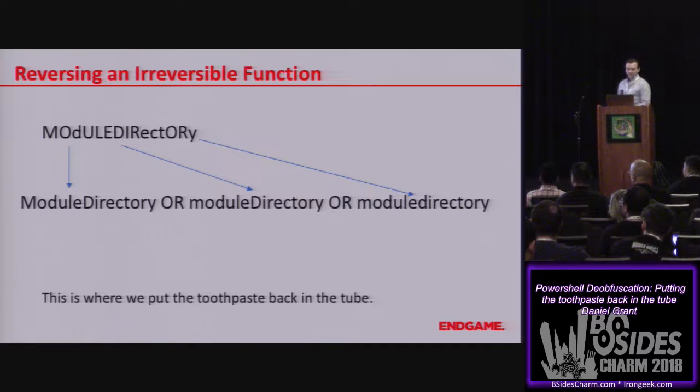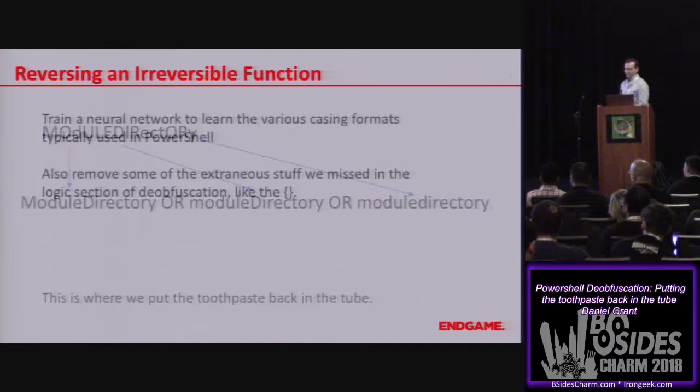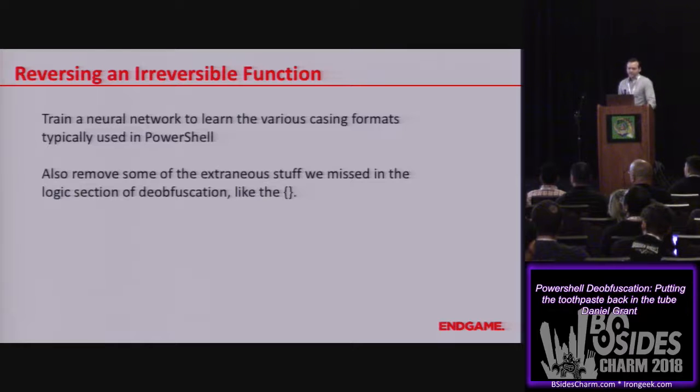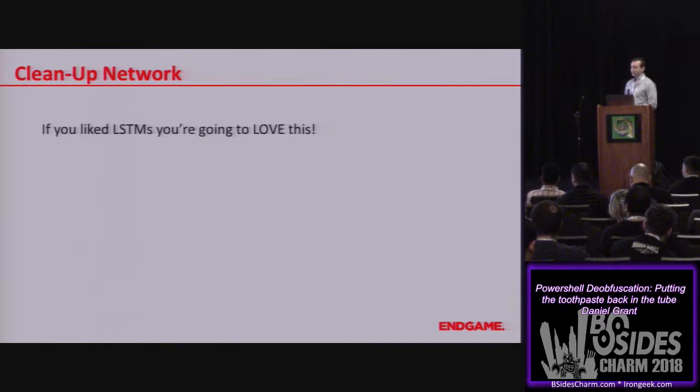So this is where we actually put the toothpaste back in, as the subtitle goes. We're going to try to train a neural network to learn the various casing formats using PowerShell. And as a bonus, it'll help out with some of the extraneous stuff that, since I'm a sloppy data scientist, I might have missed: extra braces, extra quotation marks in some locations, all that sort of stuff. So if you liked LSTMs, you're going to love this, because this has 3 LSTMs in it.